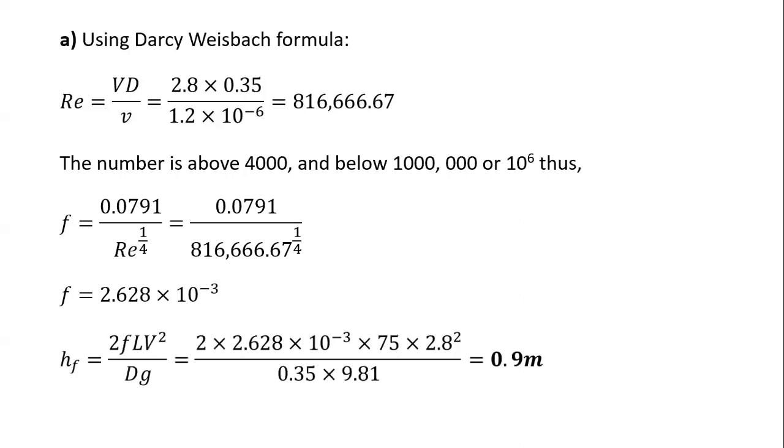With this, we can now go ahead and find our head loss, because everything else has been provided except that coefficient of friction, f. So we can now substitute 4 multiplied by this value we've just found, times the length of the pipe, which is 75, times the velocity of flow squared, 2.8 meters per second, divided by the diameter of the pipe, which was 0.35, multiplied by 2 times gravity, which is 9.81. So then our head loss is simply 0.9 meters. Our head loss is 0.9 meters.